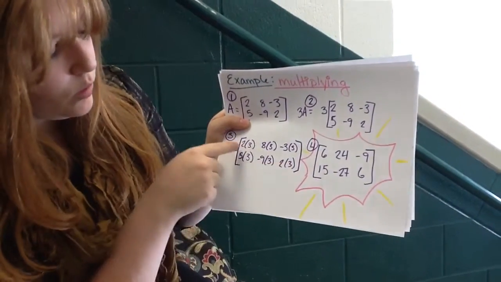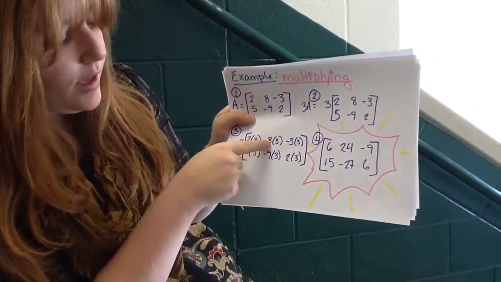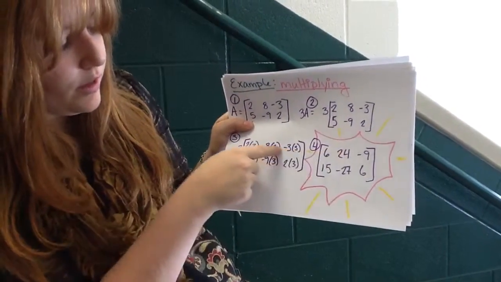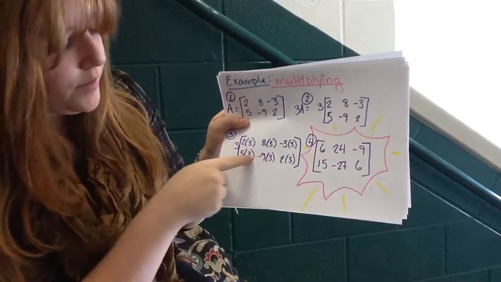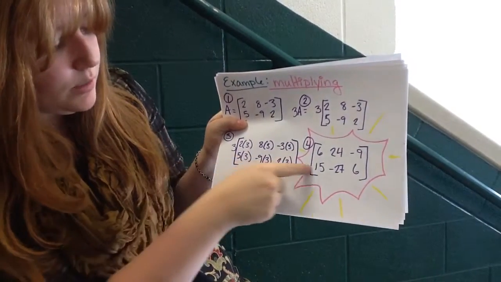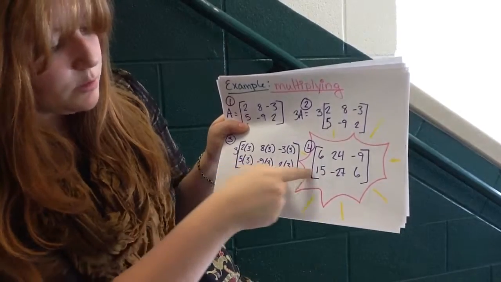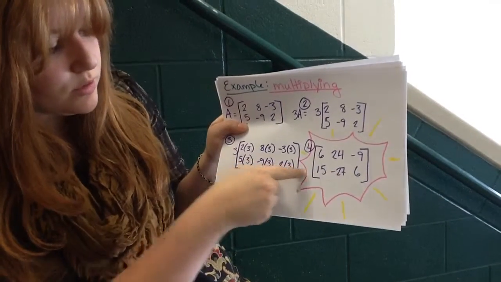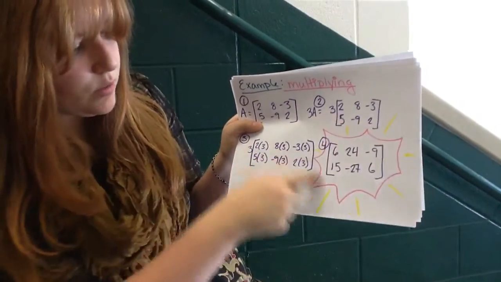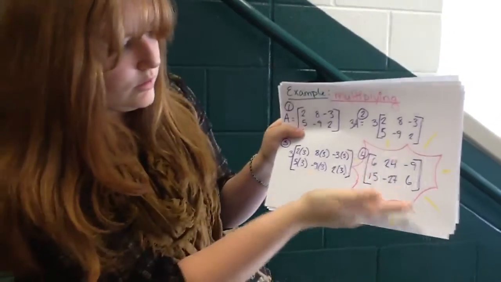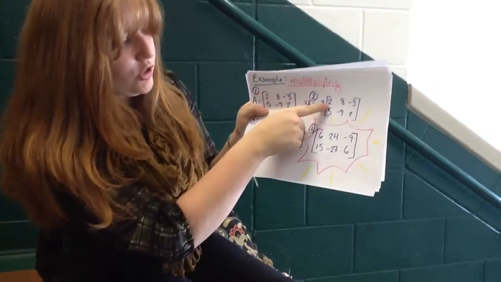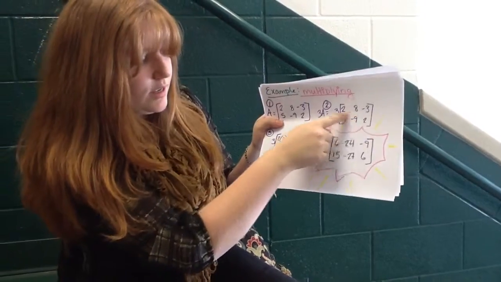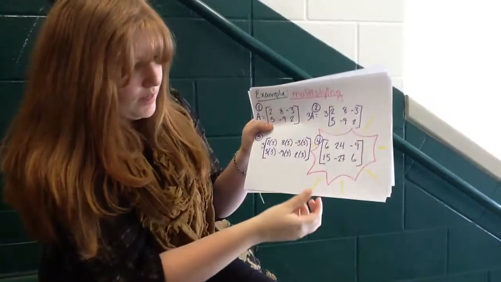Well, 2 times 3 is going to equal 6. 8 times 3 is going to equal 24. Negative 3 times 3 is going to equal negative 9. 5 times 3 is going to equal 15. Negative 9 times 3 is going to equal negative 27. And 2 times 3 is going to equal 6. And that is going to be what it is. See? As you can see in multiplying matrices, you have to multiply each of the numbers on the inside of the matrix by the number that you want to multiply.